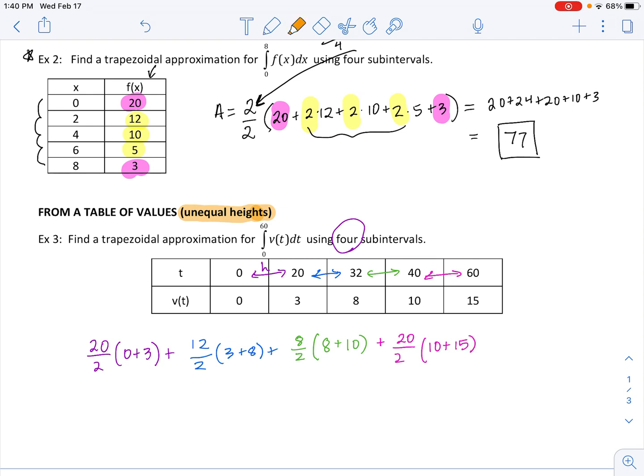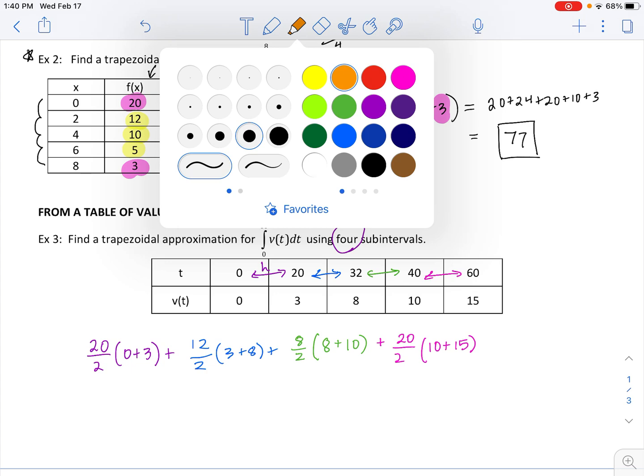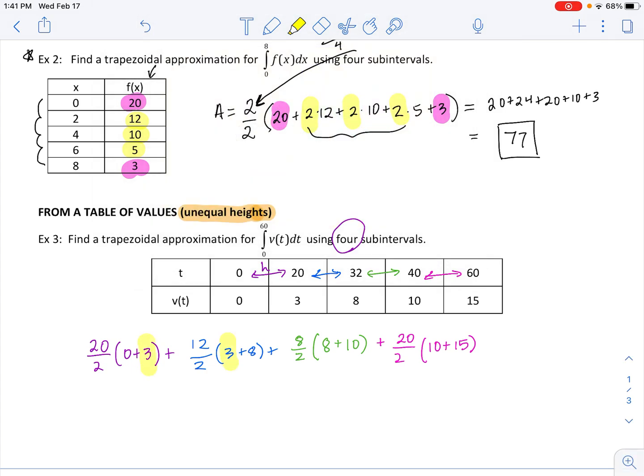So if you want to double check that you're doing it right, you can tell that these interior bases are getting doubled. The 3 is written twice, the 8 is written twice, the 10 is written twice, and the 0 and the 15 are the endpoints. So as long as the interior ones go through the ringer 2 times, I think you're good. Okay.